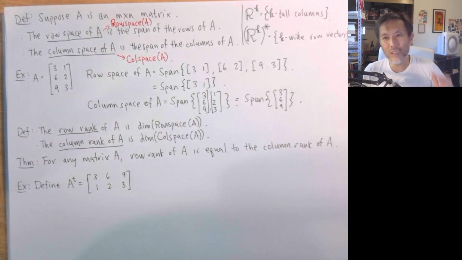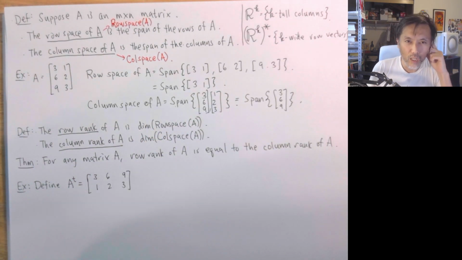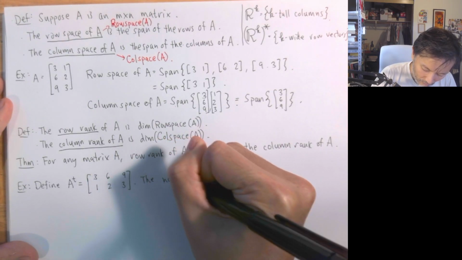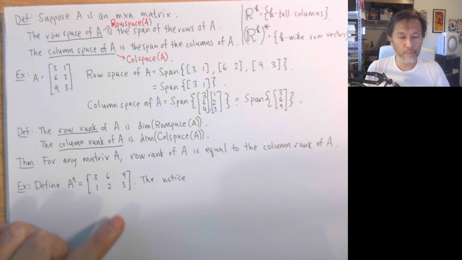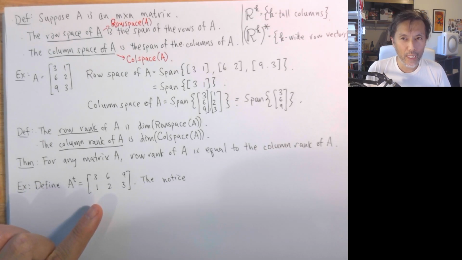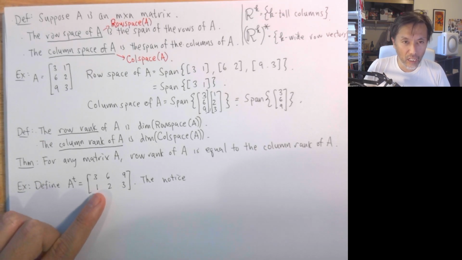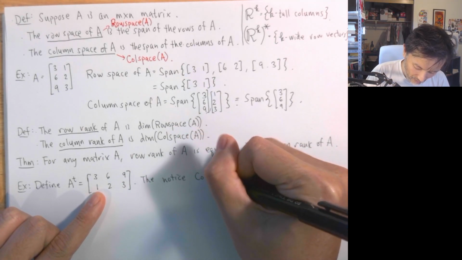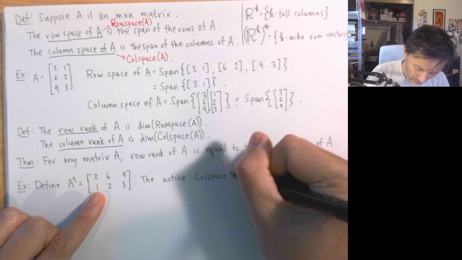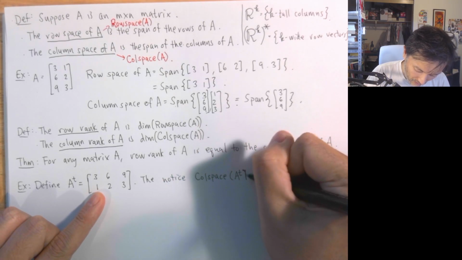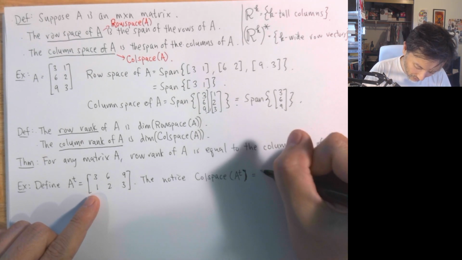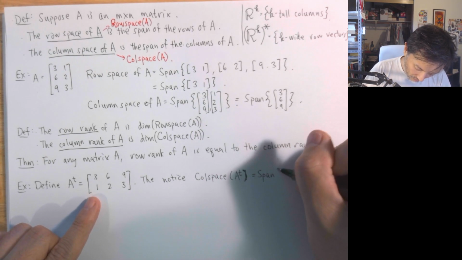Okay. Then notice that, well, if I take the column space of A transpose, that's the span of these three vectors here, by definition.